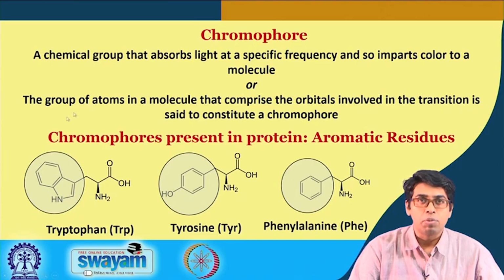Again, a chromophore can be a group of molecules that comprise the orbitals involved in the transition and is said to constitute a chromophore. For example, in case of proteins, we saw that 3 amino acids have chromophores that absorb in the UV range. One was tryptophan, the other one was tyrosine, and the third one was phenylalanine. You will see that they all have aromatic side chains, and it is the side chain that is responsible for the absorption in the UV range, and the same side chains also give us the fluorescence spectra.